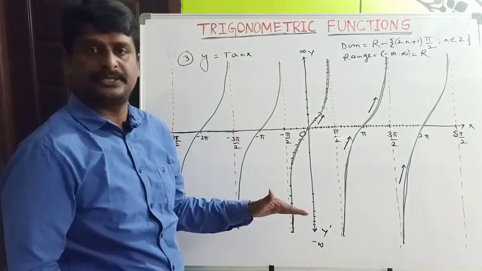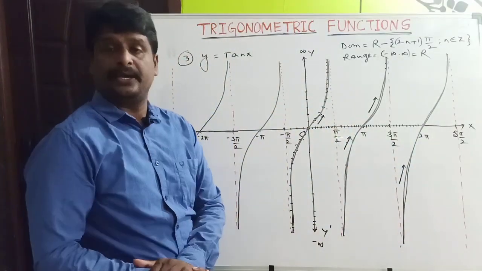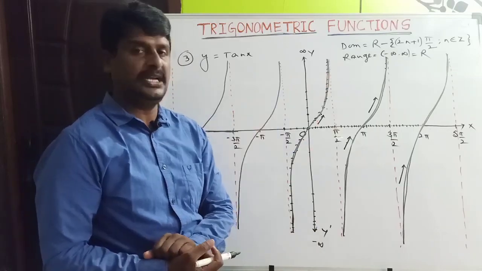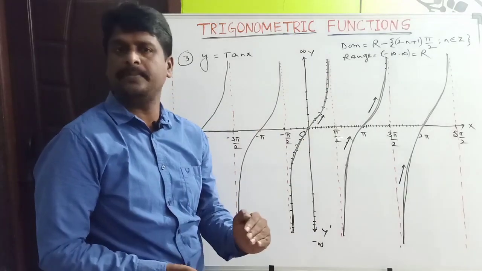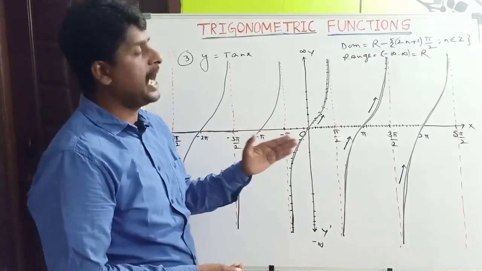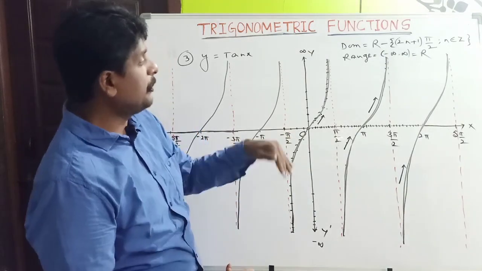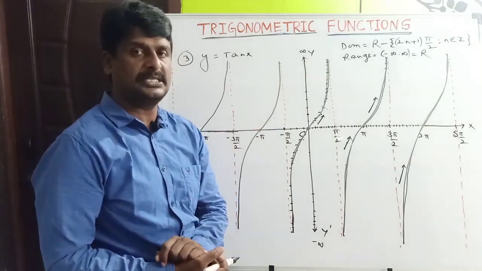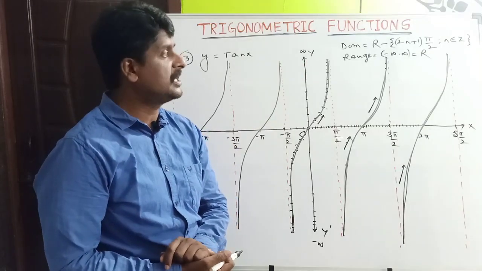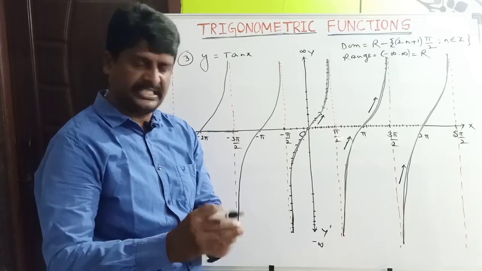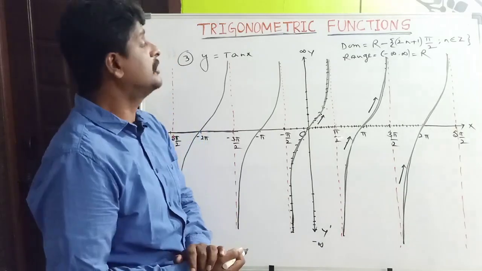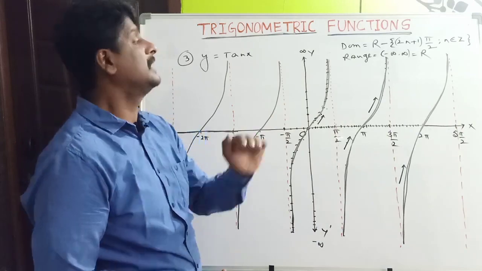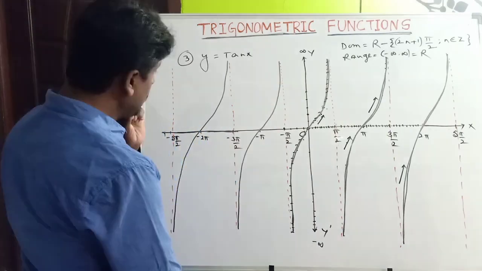And observe the lower boundary: what is its minimum value? The minimum value is minus infinity, which is not a real number. That's why it has no minimum value. What about its maximum value? The upper boundary of the range is plus infinity, which also does not exist, which is not a real number. That's why the maximum value of tan x also does not exist.